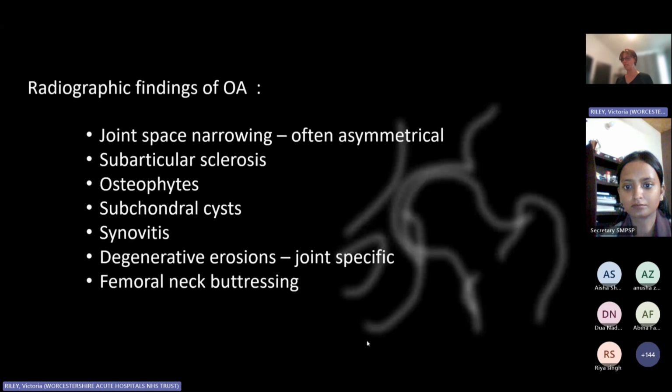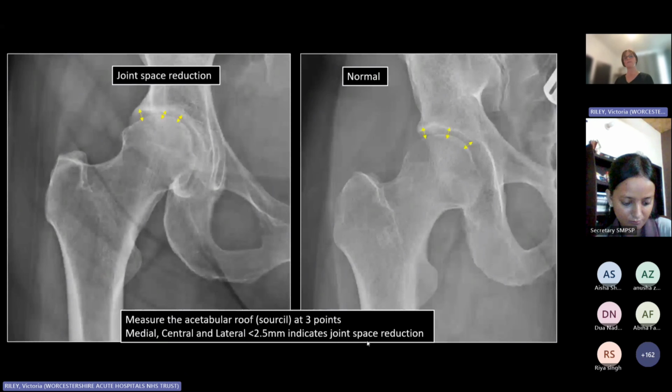So what are going to be our findings on our X-ray? So the bony features of osteoarthritis, such as joint space loss. So what are our findings going to look like? So we want joint space reduction. So I've got a normal radiograph on our right-hand side. On my left-hand side, I've got joint space reduction. Now it's asymmetrical joint space reduction.